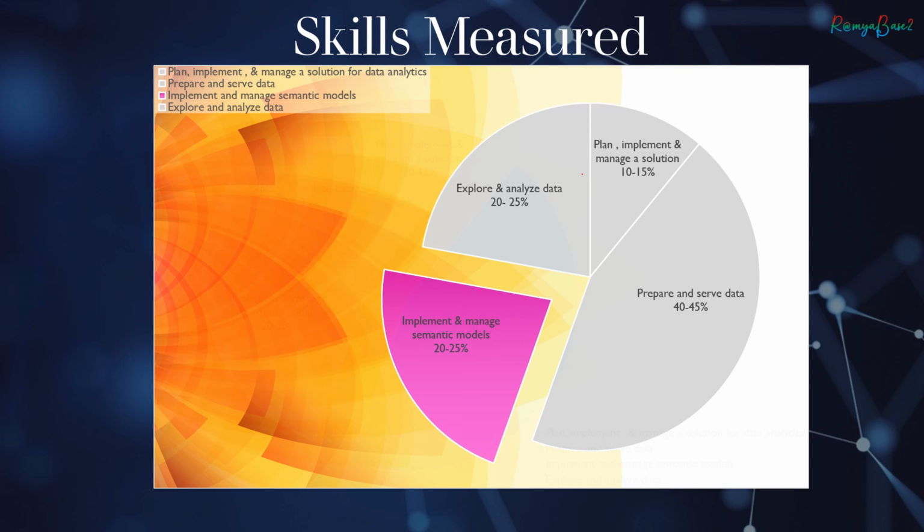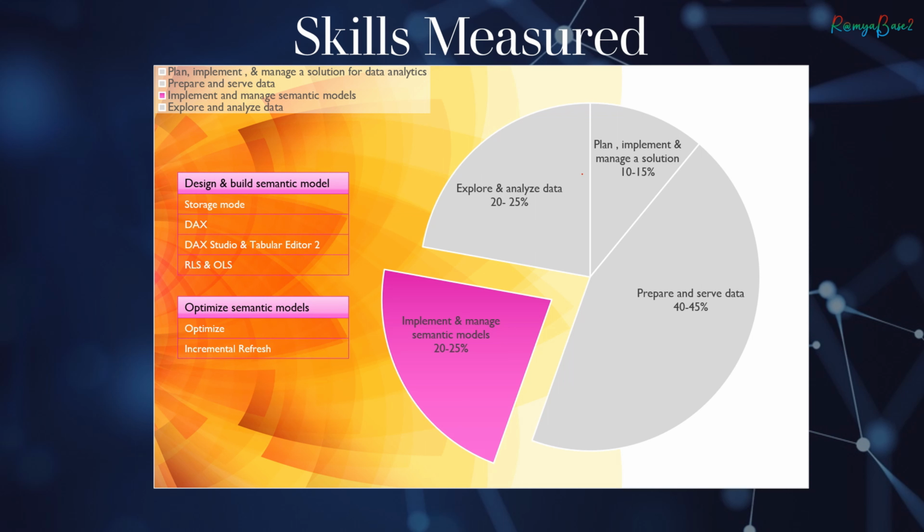The third topic is to implement and manage semantic models, which constitutes 20 to 30% of the exam. This is where your Power BI skills will come in handy. It involves designing and building semantic models and optimizing them. We will discuss storage modes, DAX, DAX Studio, Tabular Editor 2, row-level security, object-level security, that is RLS and OLS, and finally optimization. Questions related to RLS, OLS, and incremental refresh are very common.